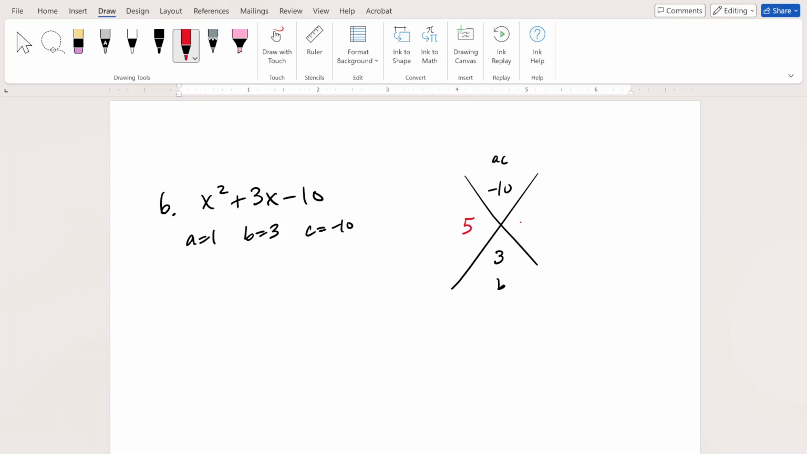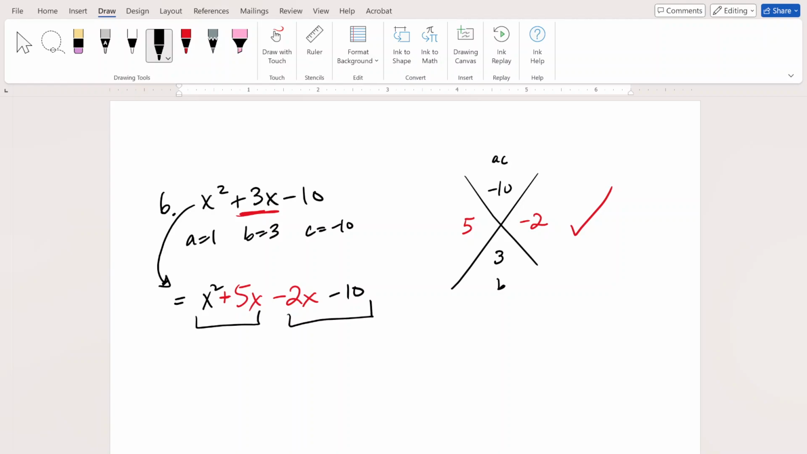5 and -2, correct? 5 times -2 is -10. 5 plus -2 is 3. Looks good. So now, replacing the middle term, you get 5x minus 2x, but then this is a positive 5x. And don't forget your x squared that's in front, and then -10 in the back. So this is equal to that expression now.